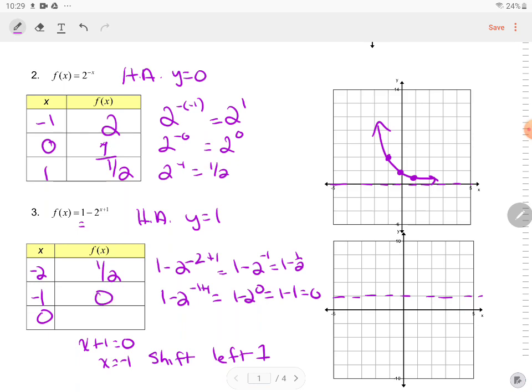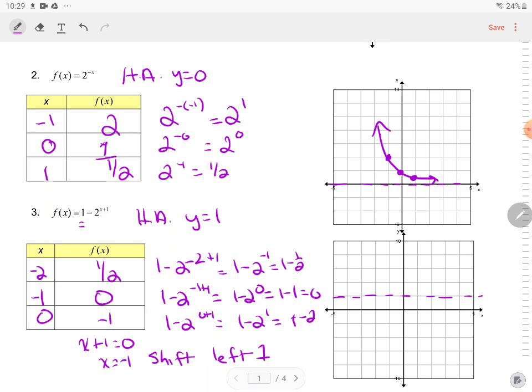I'm going to go ahead and confirm these with my graphing calculator here in just a minute. And then let's plug in 0. 1 minus 2 to the 0 plus 1. That's 1 minus 2 to the 1. 1 minus 2 is -1.